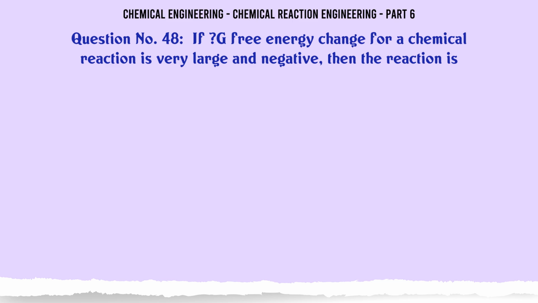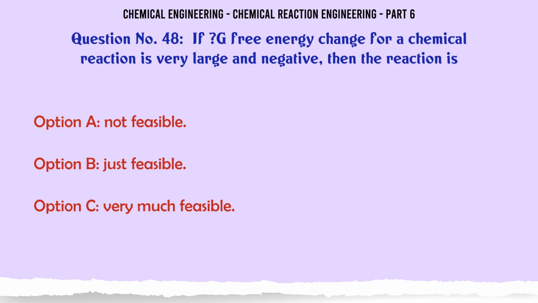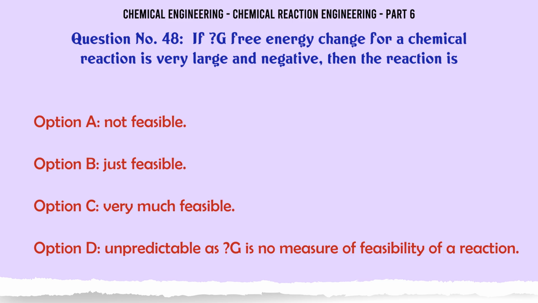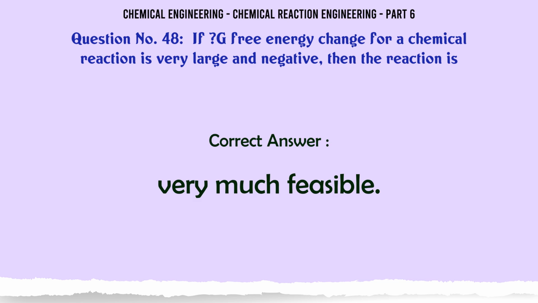If ΔG, free energy change for a chemical reaction, is very large and negative, then the reaction is A. Not feasible, B. Just feasible, C. Very much feasible, D. Unpredictable, as ΔG is no measure of feasibility of a reaction. The correct answer is very much feasible.